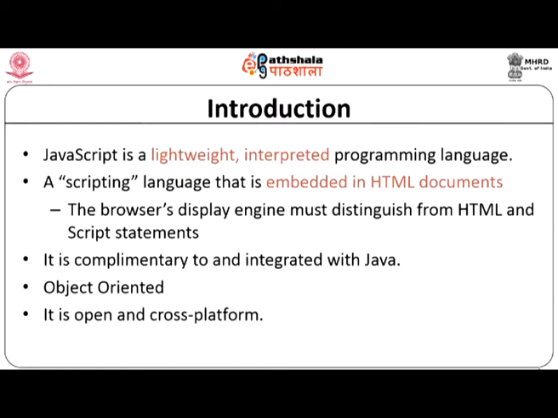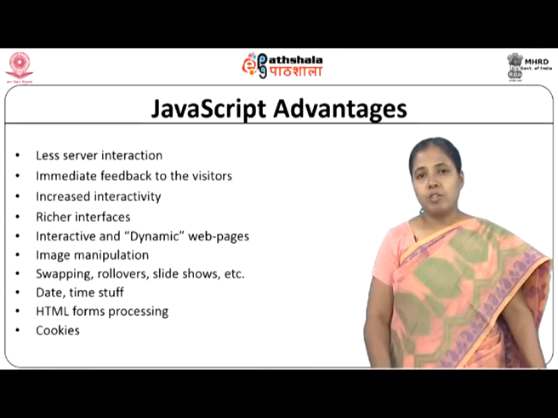JavaScript is an object oriented scripting language. It is open and cross platform. It can be used with any of the browsers once you write a script code and embed it into an HTML document. And why do you go for JavaScript? The main advantage of this scripting language is that it makes less server interaction. When you write a JavaScript code, it doesn't disturb the server. It automatically gets interpreted in the client side. It is not compiled, but it is an interpreted language.